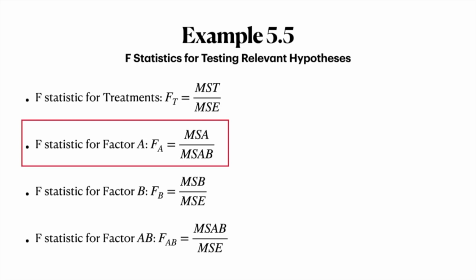The F statistic for testing the significance of the random effect of factor B, so F sub B, is MSB over MSE. And the F statistic for testing the random effect of the interaction is MSAB over MSE. So of the 4 tests here, the F statistic for testing the fixed effect of factor A is the one that looks a little different because it has MSAB in the denominator.